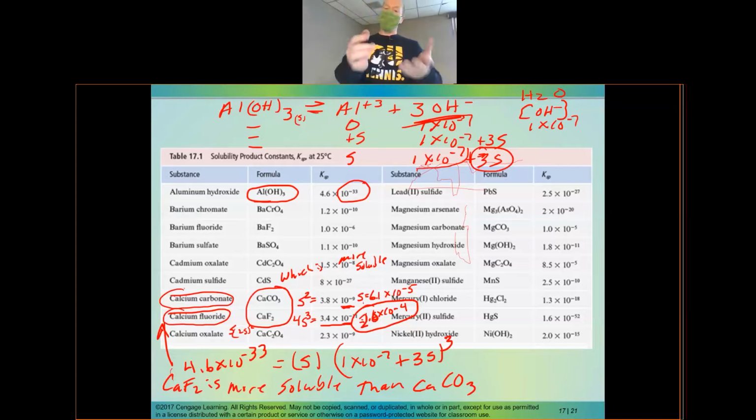All right, you can't just look at the KSP. You have to solve for the solubility, the molar solubility S. The one that has a larger number for S is the one that is more soluble.